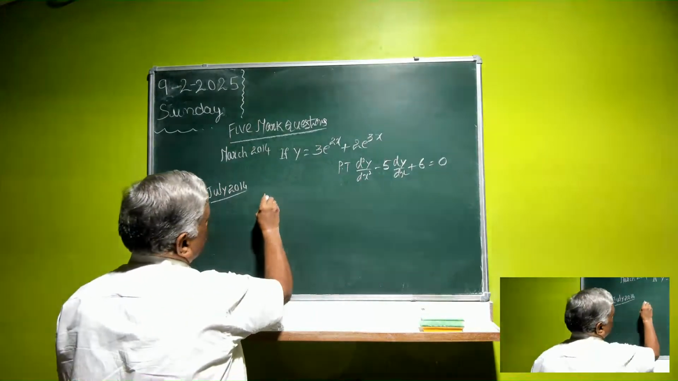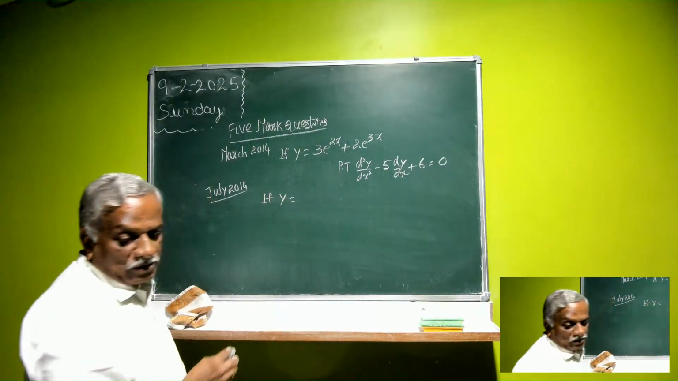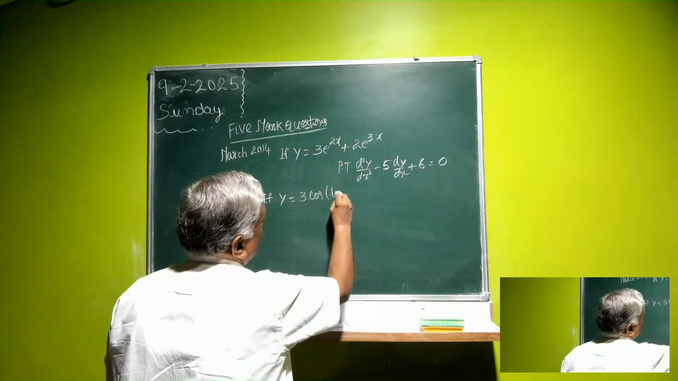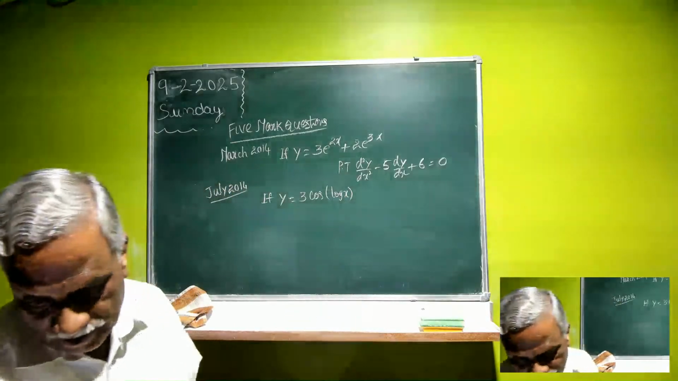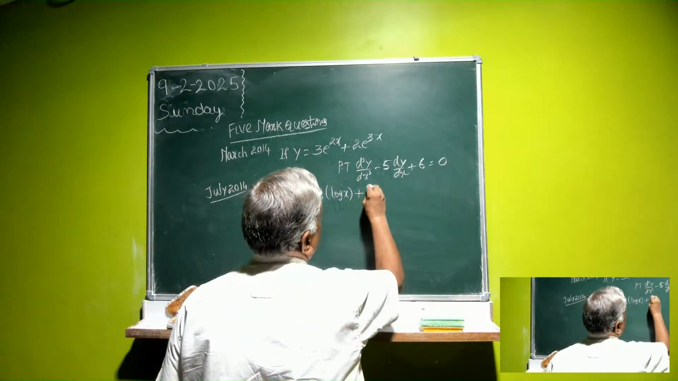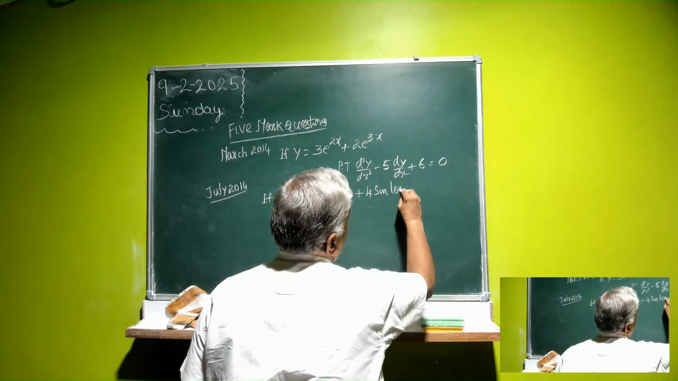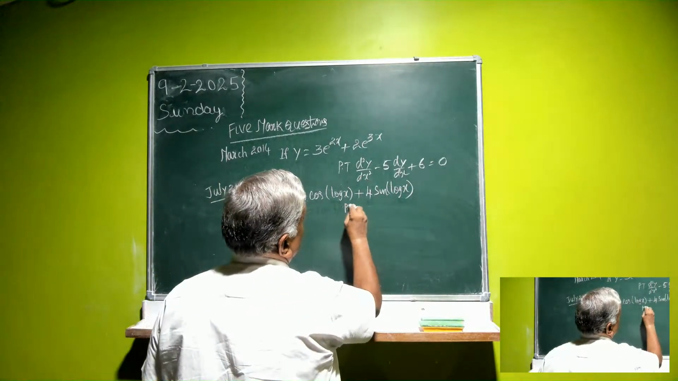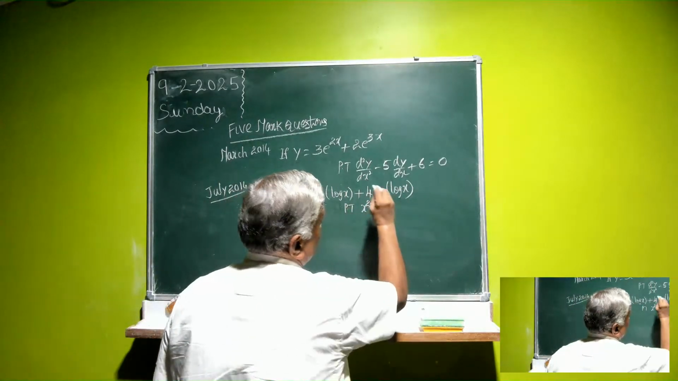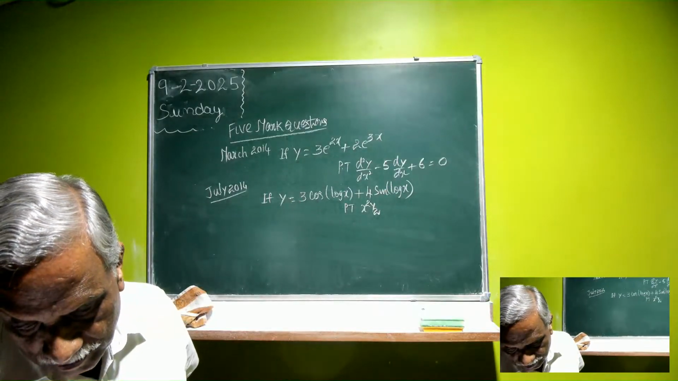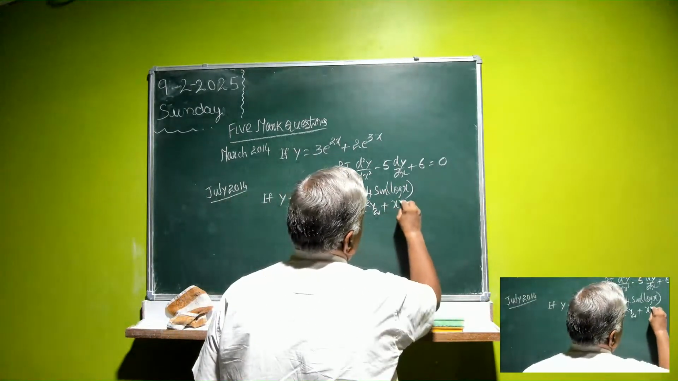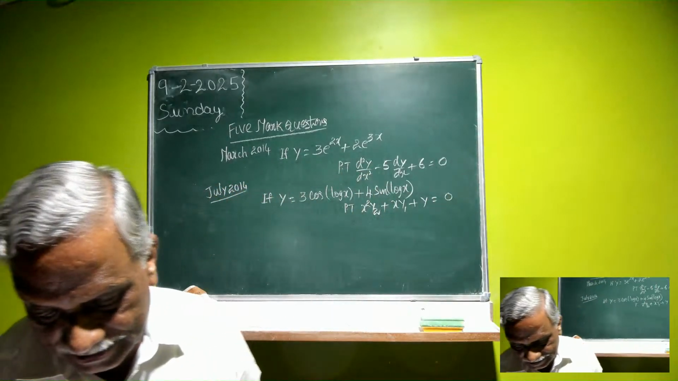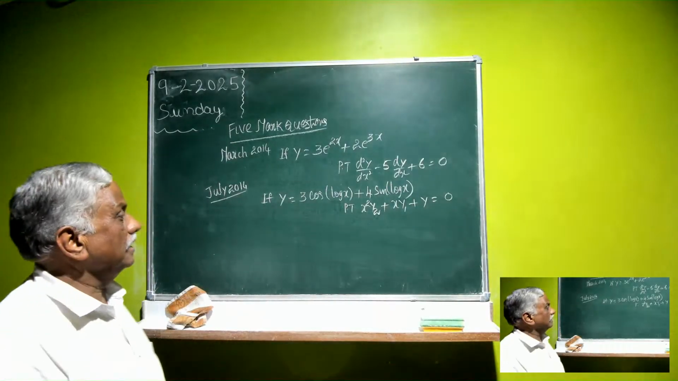If y is equal to 3 cos log x plus 4 sin log x, prove that x square y2 plus xy1 plus y equal to 0. So let me work this problem.